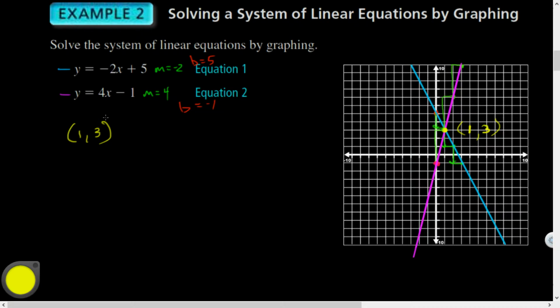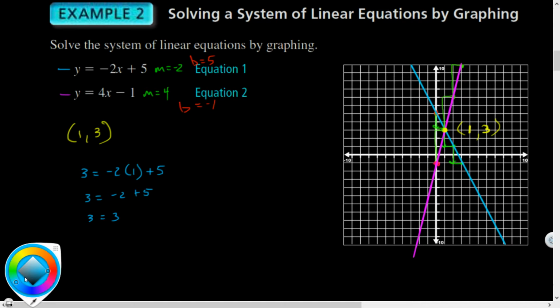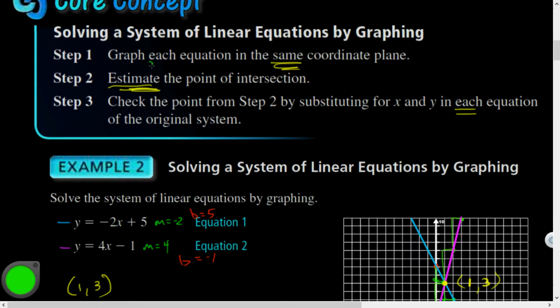All right, our suspected solution. We're going to do a quick check with it, though. So let's check it with the blue. Is 3 equal to -2 times 1 plus 5? So is 3 equal to -2 plus 5? 3 equals 3. It works. Now, if it didn't work, remember our solutions for some of these are going to be estimates. All right, so my check should be close then.